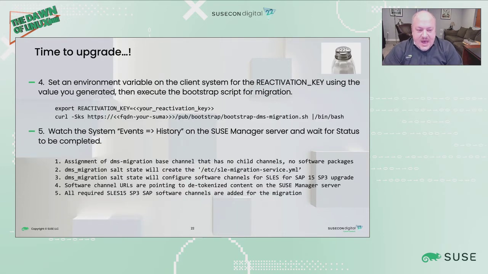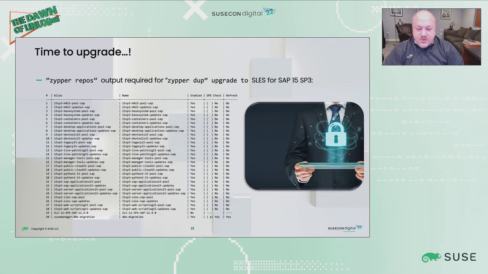When we look at how we bootstrap the environment to start the migration process, we need to export the reactivation key in a root shell, and then we're going to execute the DMS migration bootstrap script with bash, and that will then change the base channel assignment and implement the salt states to prepare the server for upgrade.